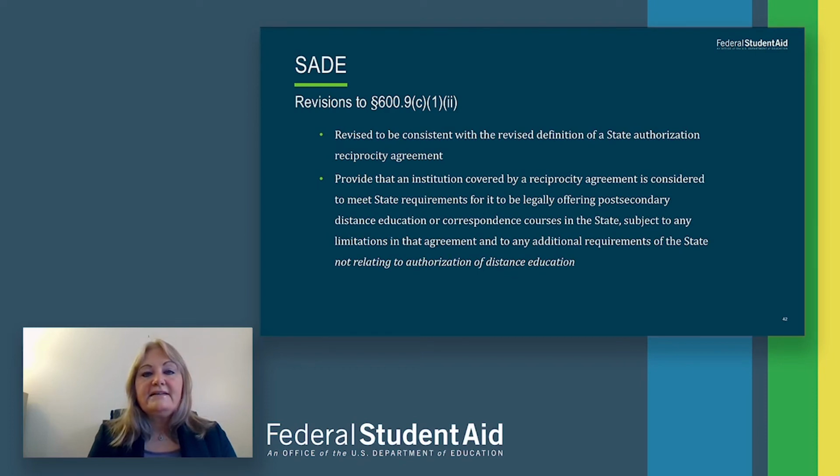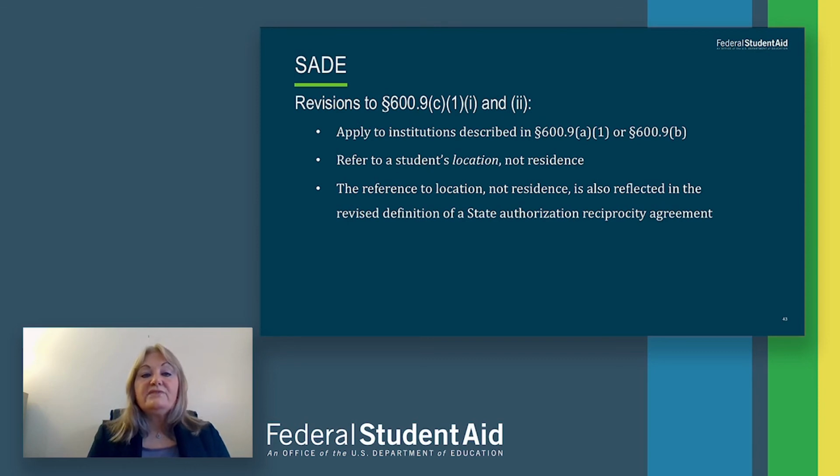We provide that an institution covered by a reciprocity agreement is considered to meet state requirements for it to be legally offering post-secondary distance or correspondence in the state, subject to any limitations in that agreement and to any additional requirements of the state not relating to state authorization of distance education. Further, these revisions apply to institutions described in 600.9A1 or 600.9B, refer to a student's location, not residence. The reference to location, not residence, is also reflected in the revised definition of a state authorization reciprocity agreement.